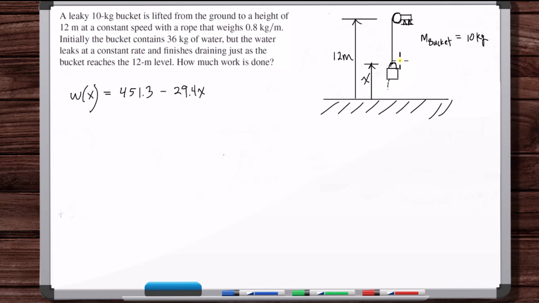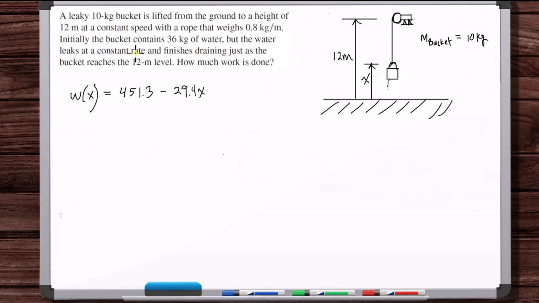I guess you'd know the position of the bucket as a function of time, and if you know that the bucket leaked all the water when it got to the top, I guess this isn't that unrealistic. All right, but that's the weight of the bucket as a function of x, of its position.